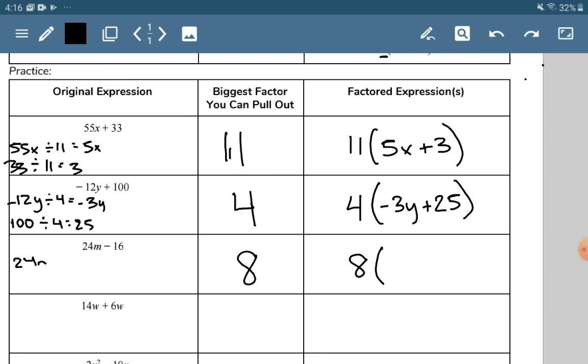24m divided by 8 gives me a positive 3m. So I'm going to write that inside the parentheses. And then I have a minus 16 or a negative 16. Remember, we're always including that sign in front of the number. So I'm going to think of that as a negative 16 divided by 8, which gives me a negative 2. I am literally going to write negative 2 inside the parentheses. I know that looks like a minus. It is essentially the same thing. We are keeping that negative sign with the number.